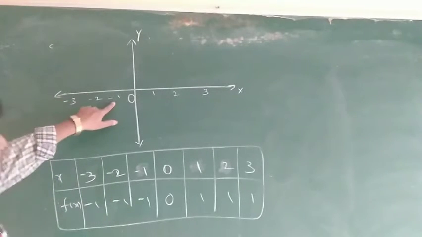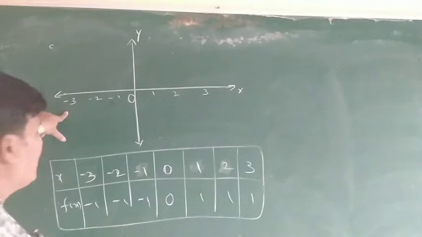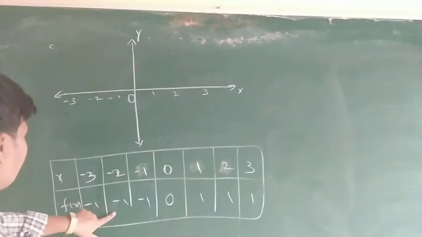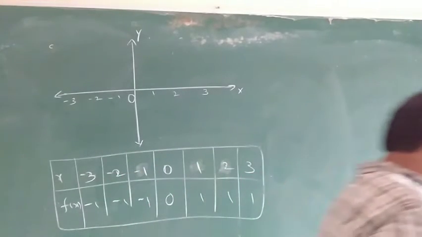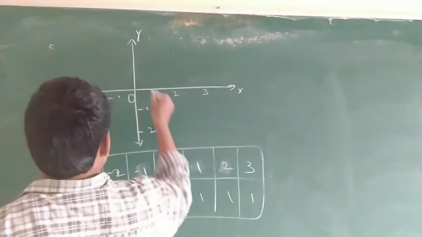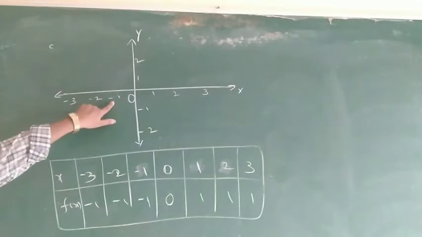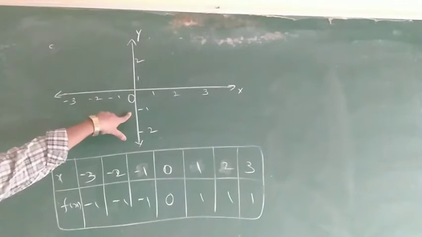So -1, -2, -3. -1, -2, -3. The value is -1. So -1 means the upper one. Where is -1? This is -1, -2, 1, 2. Take any negative value, you get the result -1.